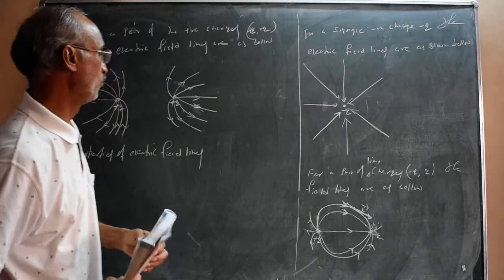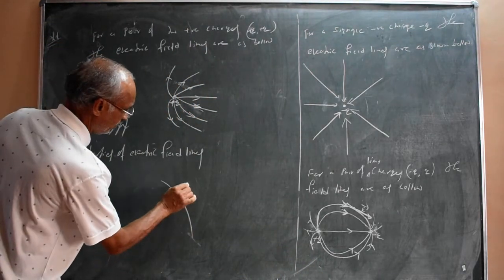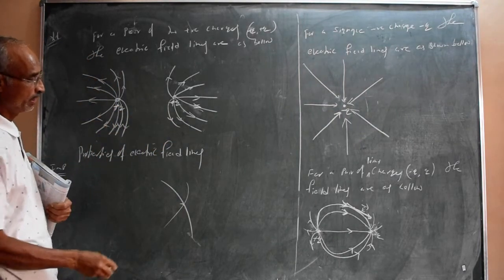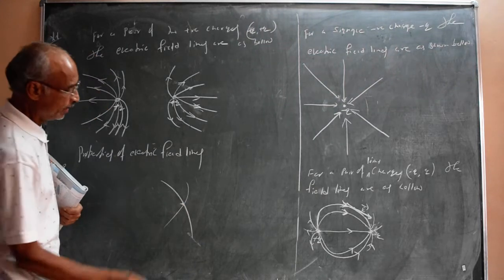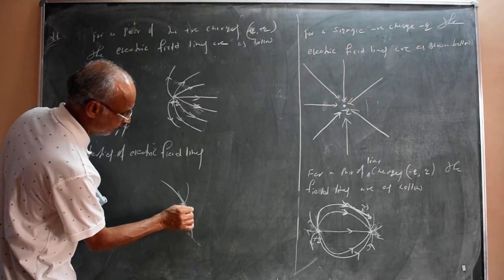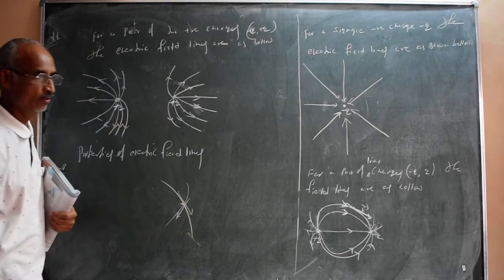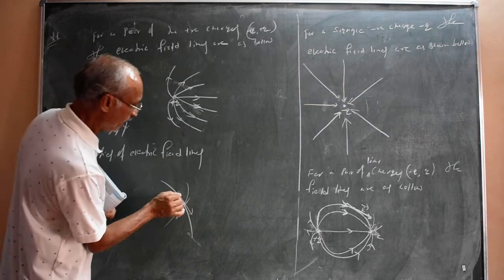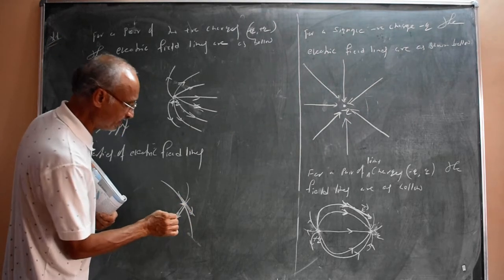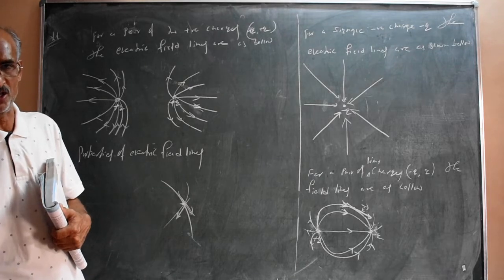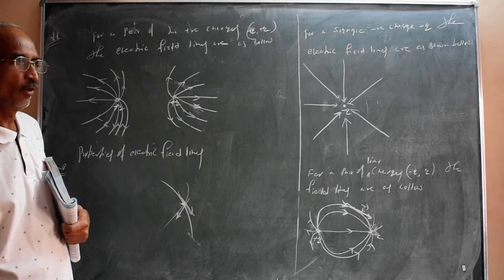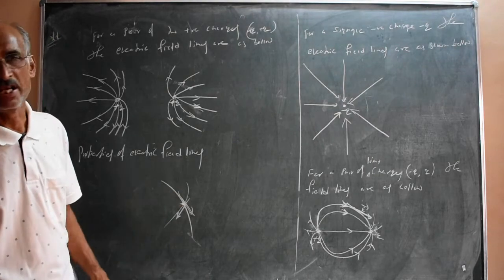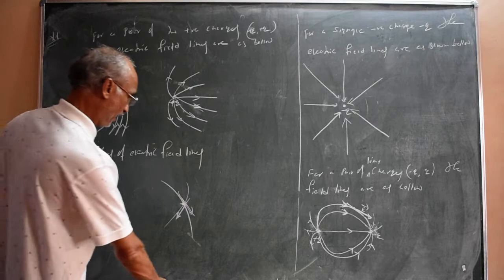Second property is no two field lines intersect at a point. Two field lines never intersect. If they are intersecting at a point, look here. At this point, a tangent is drawn to both the curves. The field is in the direction of the tangent, so it would be in this direction as well as in this direction. How is it possible? Field is unidirectional. Therefore, the field at a particular point would be in two directions. Because the field is unidirectional, two field lines never intersect.